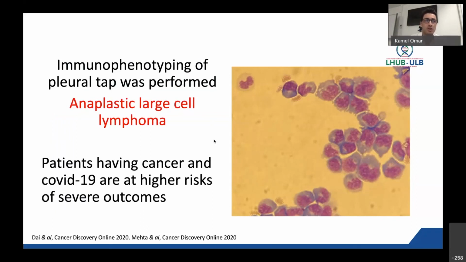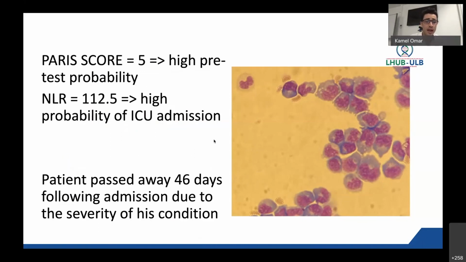And we know also that among all the cancers, it's the hematological cancers that had the highest death rates. And when we apply those tools that I just showed you to our patient at admission, we found out that he had a Paris score of 5, which is a high pre-test probability of having the SARS-CoV-2, and he had it. He had the neutrophil to lymphocyte ratio very high, above 100, which is a high probability of getting into the intensive care unit, and he got admitted there. And unfortunately, our patient passed away 36 days following admission due to the severity of his condition.